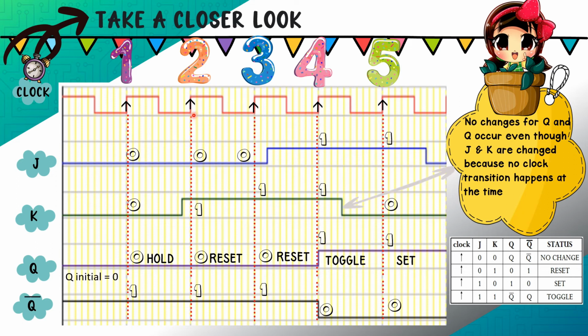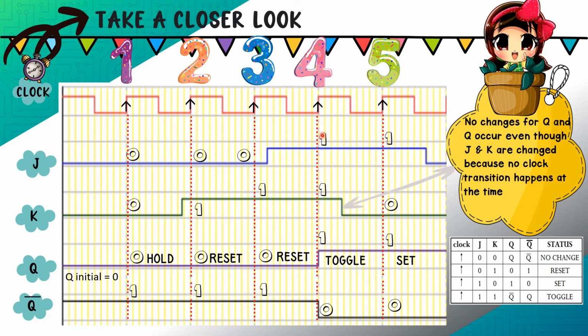Now take a look at the second clock. The input J is 0 while K is 1. So the output Q is 0. In this state, we call it reset condition. Next, at the third clock, the input JK is the same as the previous state, so the output state also has no change.